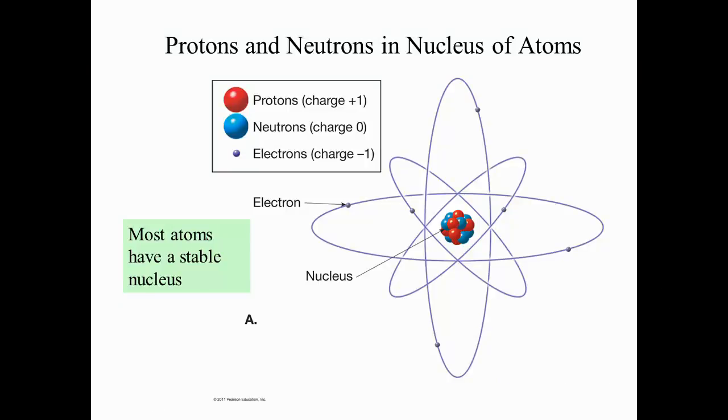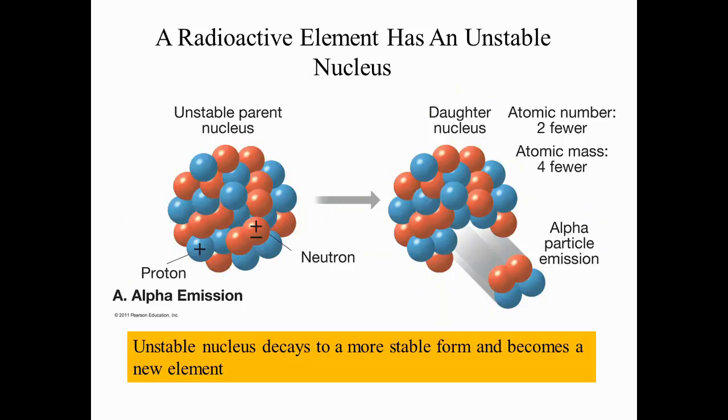Now, most atoms have a stable nucleus, protons and neutrons. However, a radioactive element is different. It has an unstable nucleus. And over time, the unstable nucleus decays to a more stable form, and in the process becomes an entirely new element.